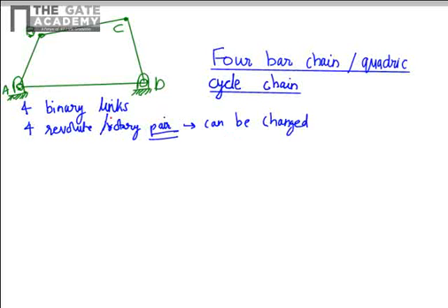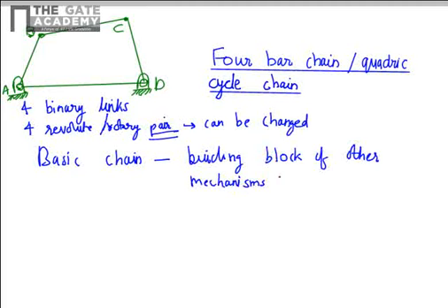And the nature of links can also vary. So it is the basic chain and it is the building block of many other complex mechanisms. So by arranging various 4-bar chains in various manners, multiple degrees of freedom mechanisms can be obtained.